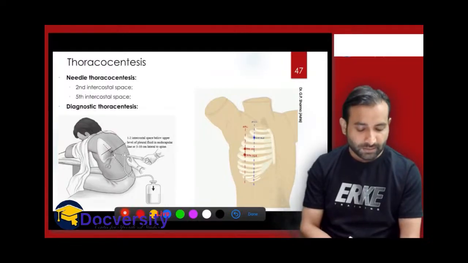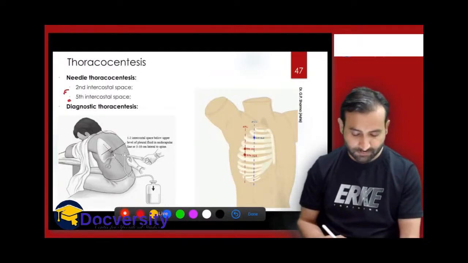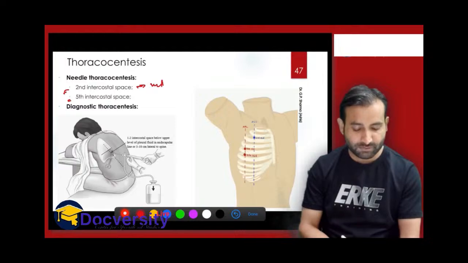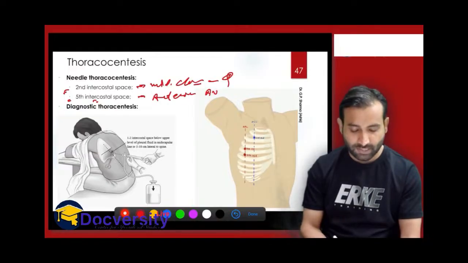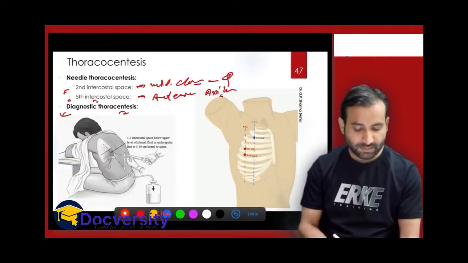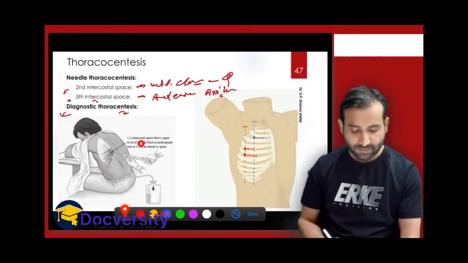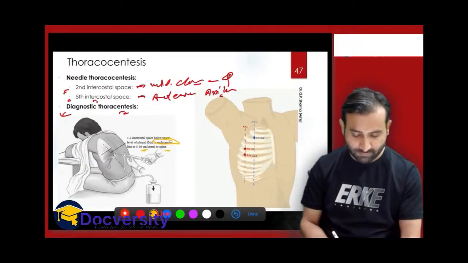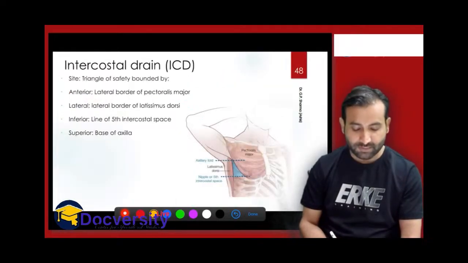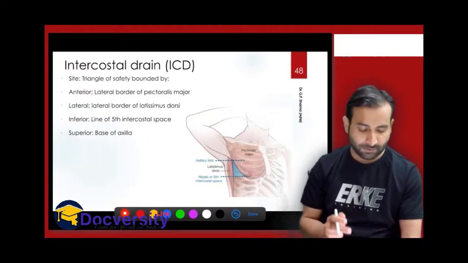After that, needle thoracocentesis, sometimes we do in the second intercostal space, sometimes we do in the fifth intercostal space. Second intercostal space, mid-clavicular line. Please remember, question in the exam. Fifth intercostal space, we choose the anterior axillary line. Sometimes we do the diagnostic thoracocentesis. In the diagnostic thoracocentesis, we keep the patient like this, leaning forward, and then we choose the space 1 to 2 intercostal spaces below the upper level of the pleural fluid in the mid-scapular line, 5 to 10 centimeters lateral to the spine. So remember, this is also a question in the exam.